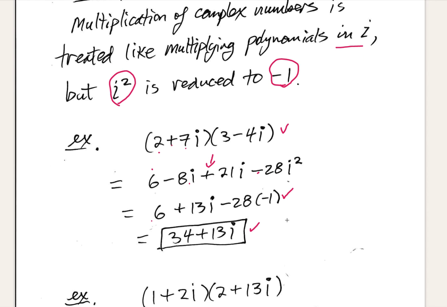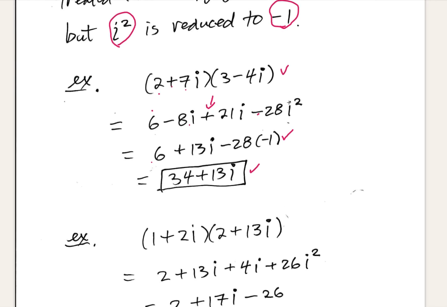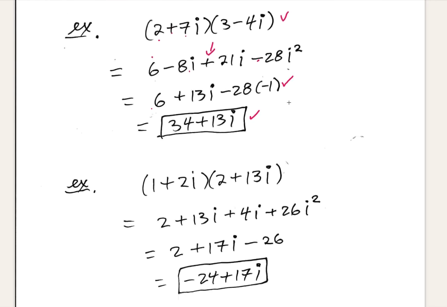Okay? So just FOIL it out. Remember, I squared is -1. Combine like terms. Let's go ahead and look at this. 1 plus 2i times 2 plus 13i. 1 times 2 is 2. 1 times 13i is 13i. So we got those first two terms. 2i times 2 should be plus 4i, right? Okay. 2i times 13i should be 26i squared.